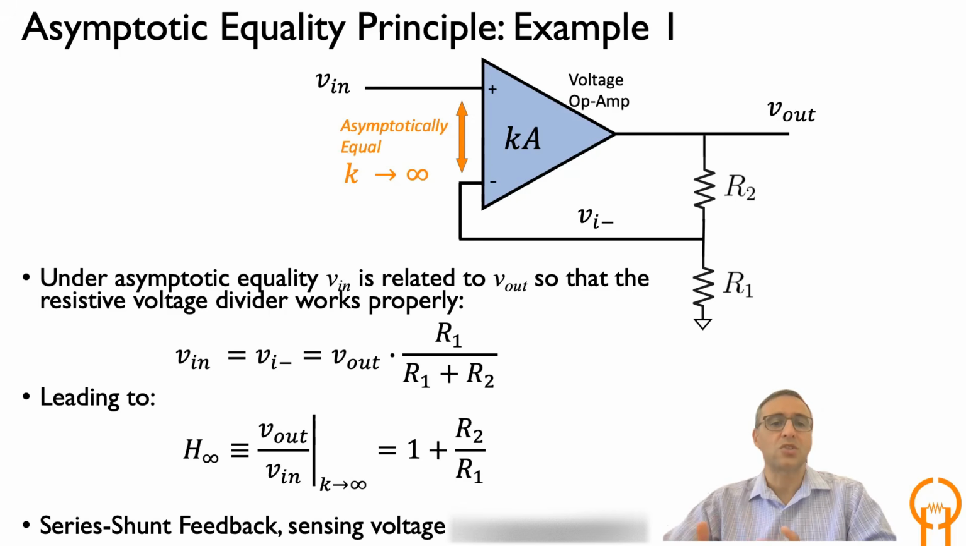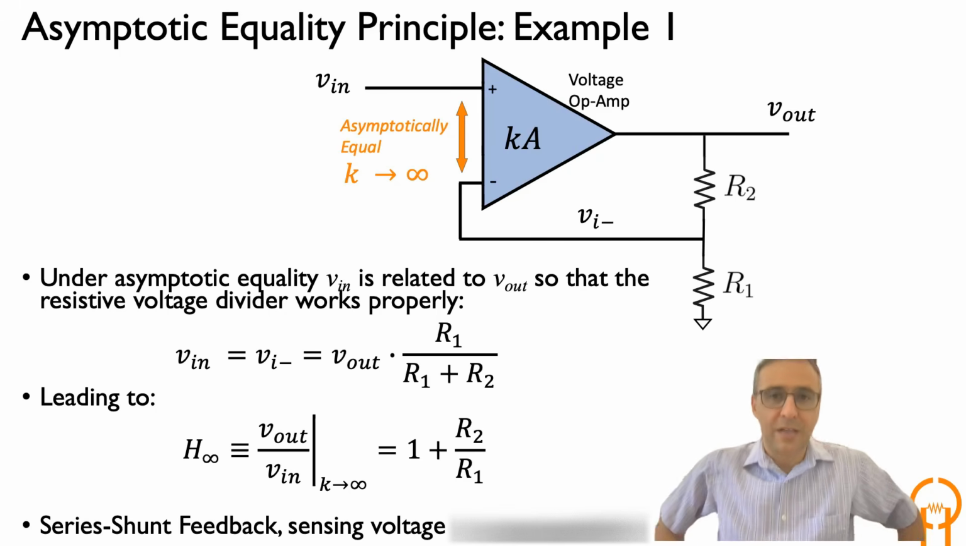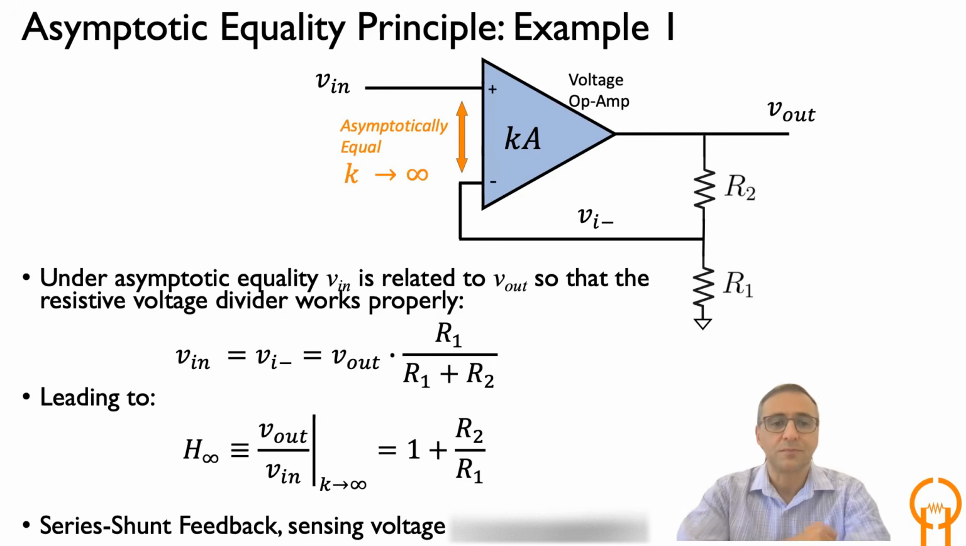And then you can basically solve for V out over V in under K going to infinity, which is by definition H infinity, the asymptotic transfer function. And you can easily show that it's 1 plus R2 over R1, which is the familiar result for a non-inverting amplifier, the op-amp stage. Now, by the way, in terms of type of feedback, this is basically series-shunt, because the voltages are subtracting from each other at the input, and at the output you're sampling the voltage in parallel. So you're sensing voltage and returning essentially a voltage.